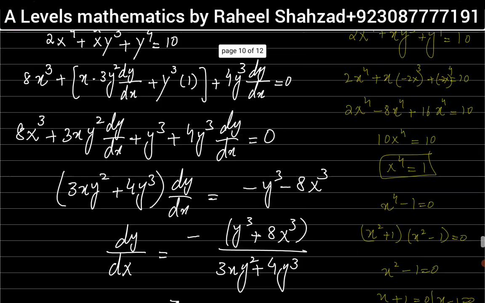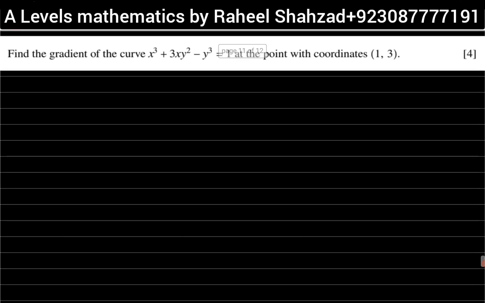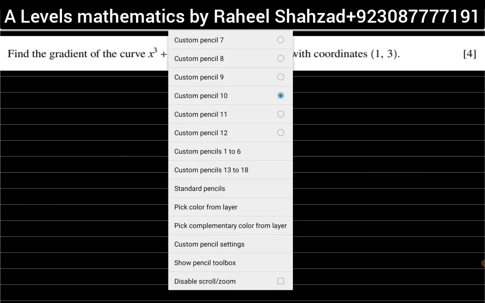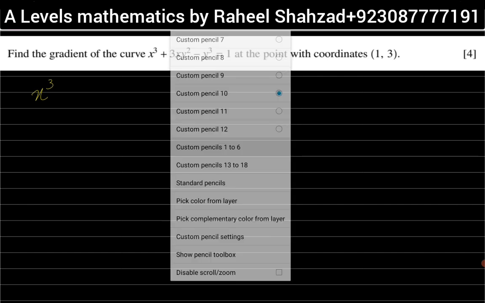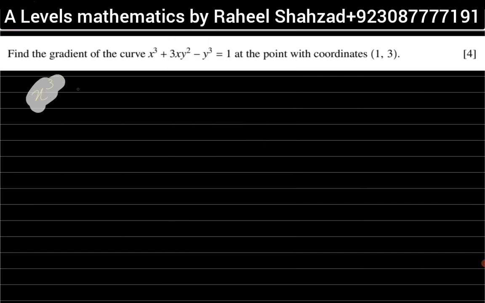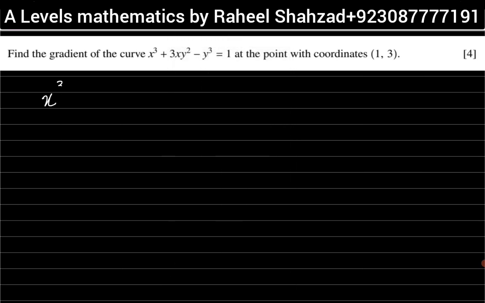Okay, now if we move to the next question, that's pretty easy. Find the gradient of the curve at the point with the given coordinates. So that is x³ plus 3xy² minus y³ is equal to 1. Now I want you people to stop this video and try to solve it yourself. Okay, now let's see what you have done, and here is the solution.